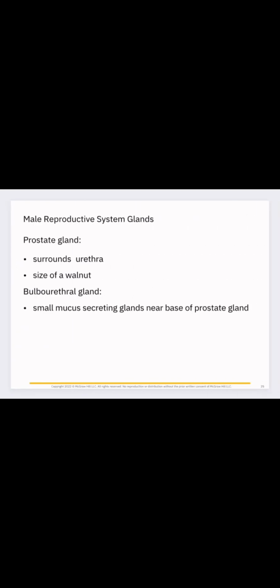Next we have the prostate gland. The prostate gland surrounds the urethra. It is the size of a walnut. Next we have the bulbourethral gland, a small mucus-secreting gland near the base of the prostate gland.